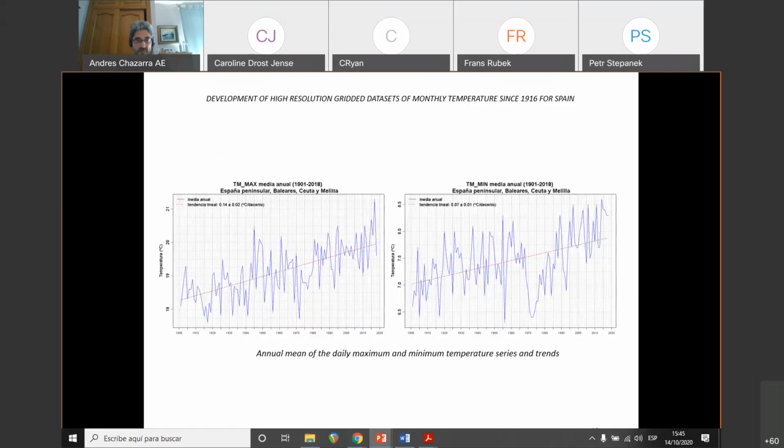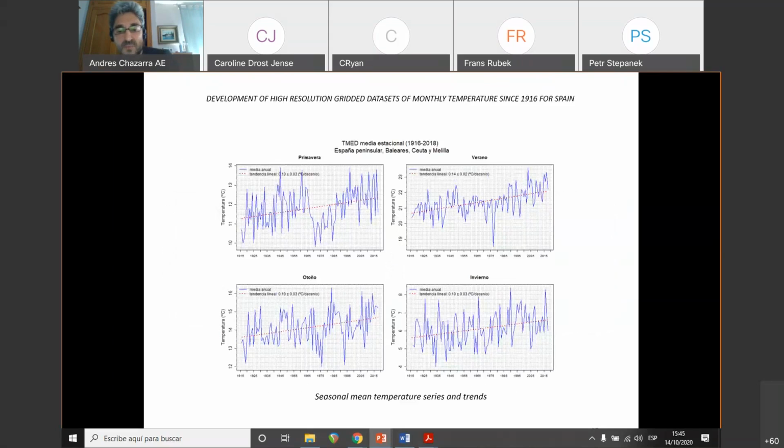The same for the daily maximum and minimum temperature series, and for the seasonal mean temperature series.